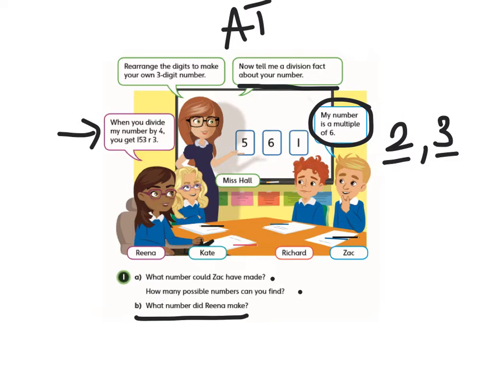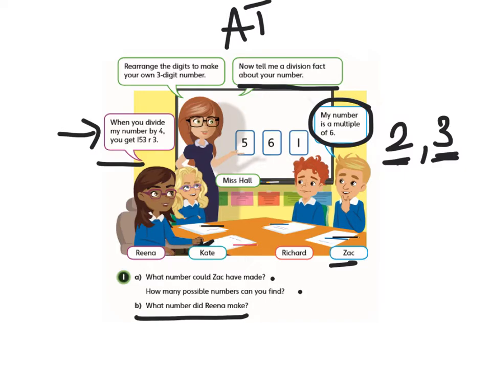So very soon, pause the video, have a go at that. Think about what Zach's number must be if it divides by 2 and it divides by 3. And think about what method you could use. Maybe draw me a nice little bar model to work out Rena's number. So pause the video there.